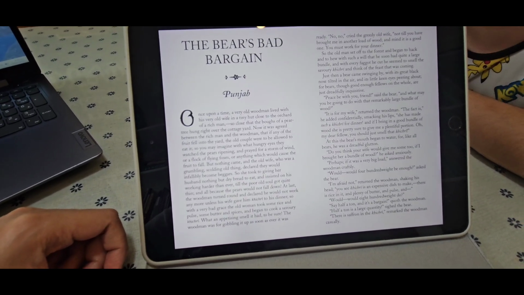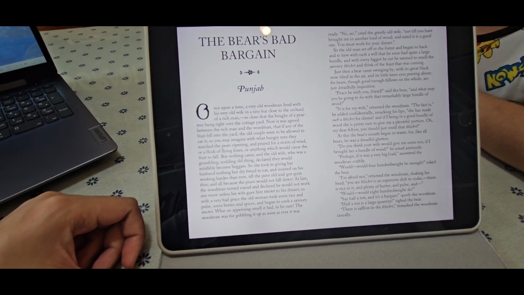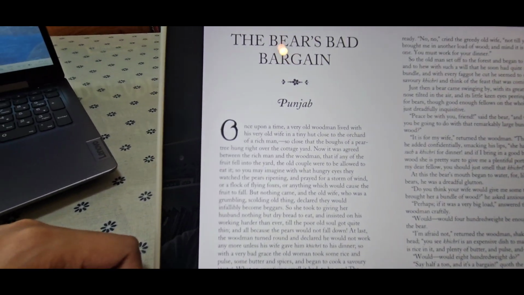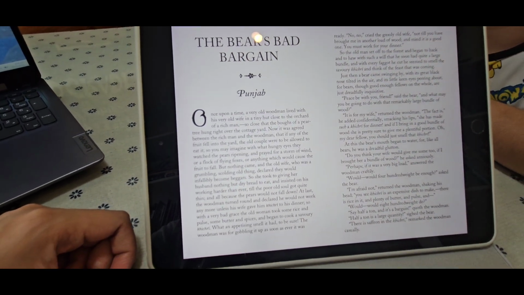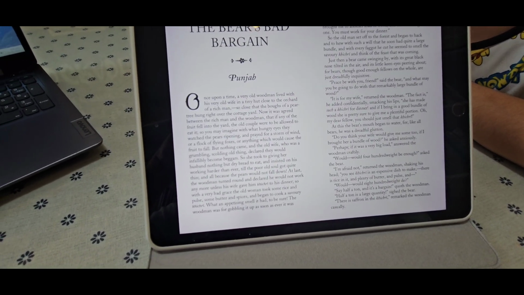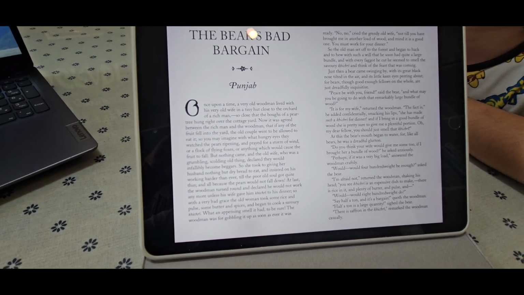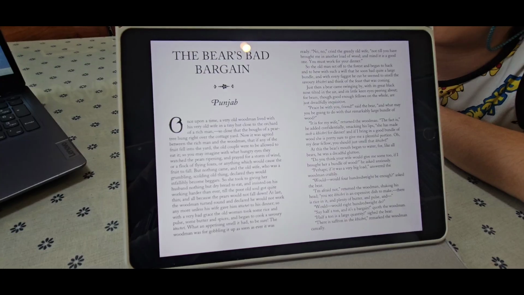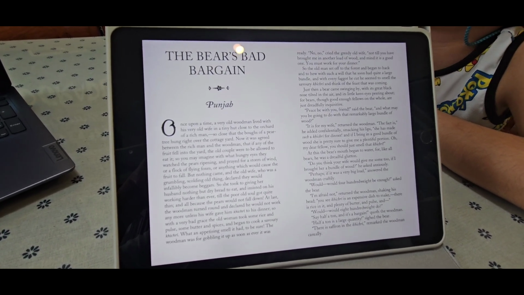The Bear's Bad Bargain. Once upon a time, a very old woodman lived with his very old wife in a tiny hut close to the orchard of a rich man, so close that the boughs of a pear tree hung right over the cottage yard. Now it was agreed between the rich man and the woodman that if any of the fruit fell into the yard, the old couple were to be allowed to eat it. So you may imagine with what hungry eyes they watched the pears ripening and prayed for a storm of wind or a flock of flying foxes or anything which would cause the fruit to fall.